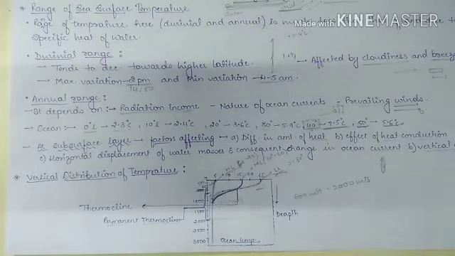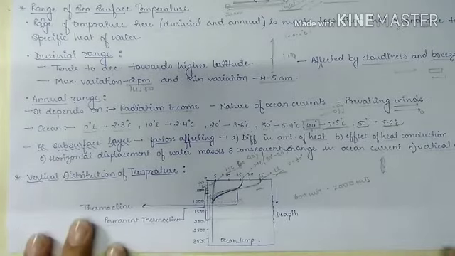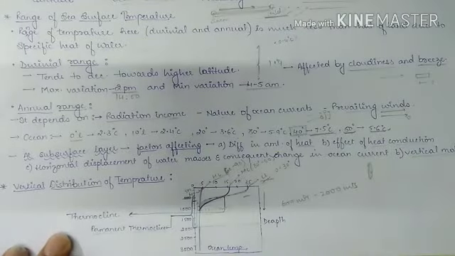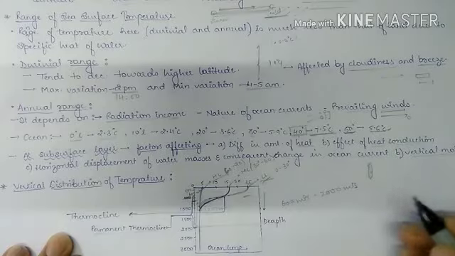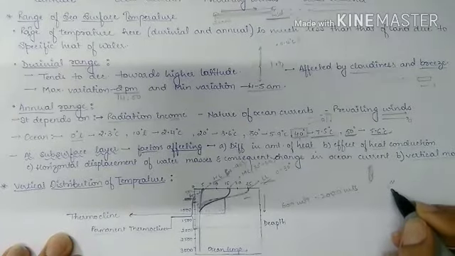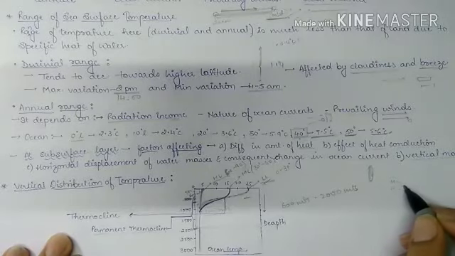Now we will look into the vertical distribution of temperature of the adjacent seas. There are two types of adjacent seas with respect to temperature stratification. First, adjacent seas in which the deep layer of water shows the lowest surface temperature recorded during the cold month. These are like the Mediterranean Sea and the Red Sea. They fall in this category.